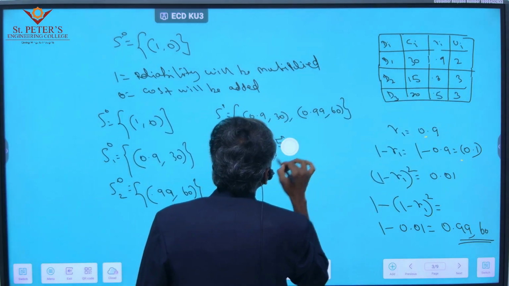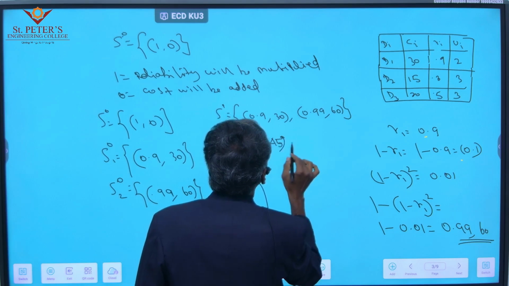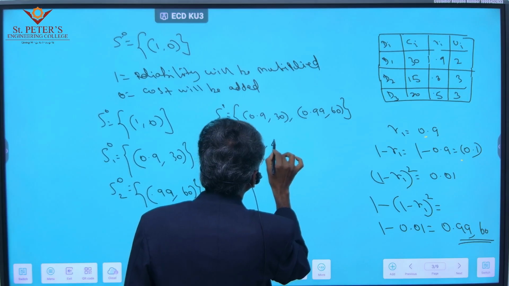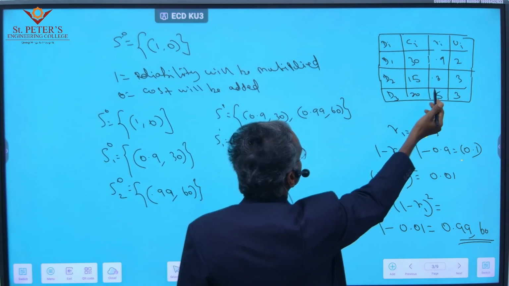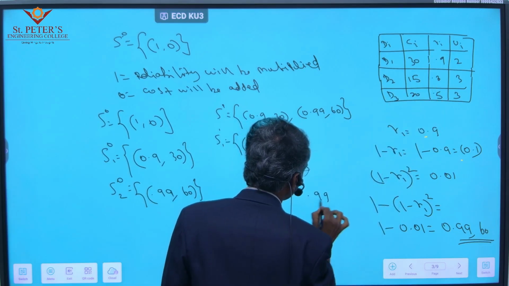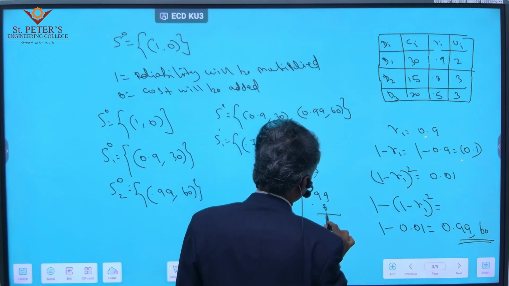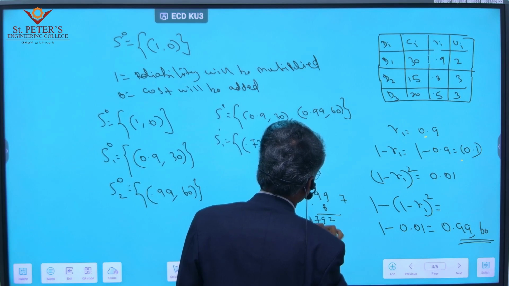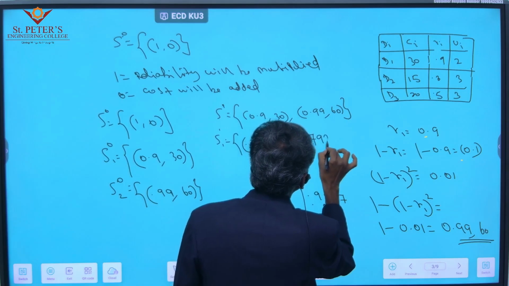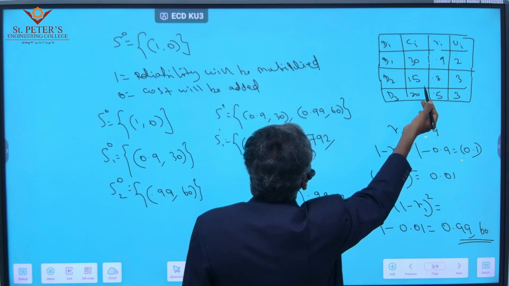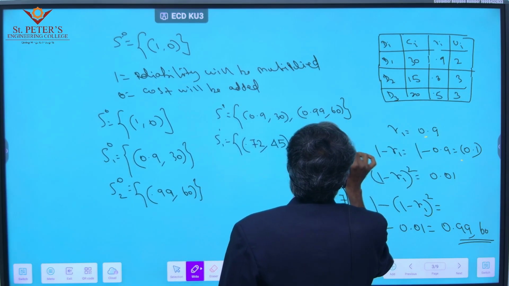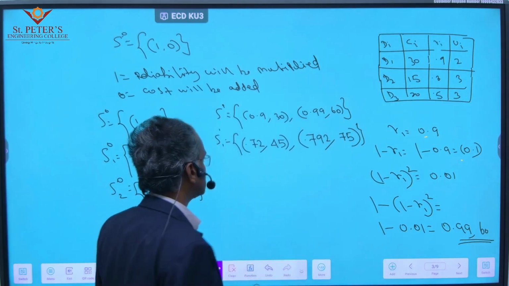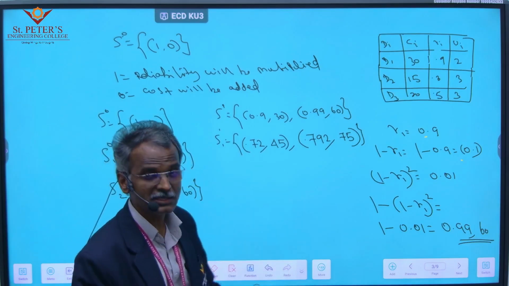Then 0.8 into 0.99, 0.99 into 0.8, is 0.792, plus 15 plus 60, 75. Yes, this is the second device, 1 copy.